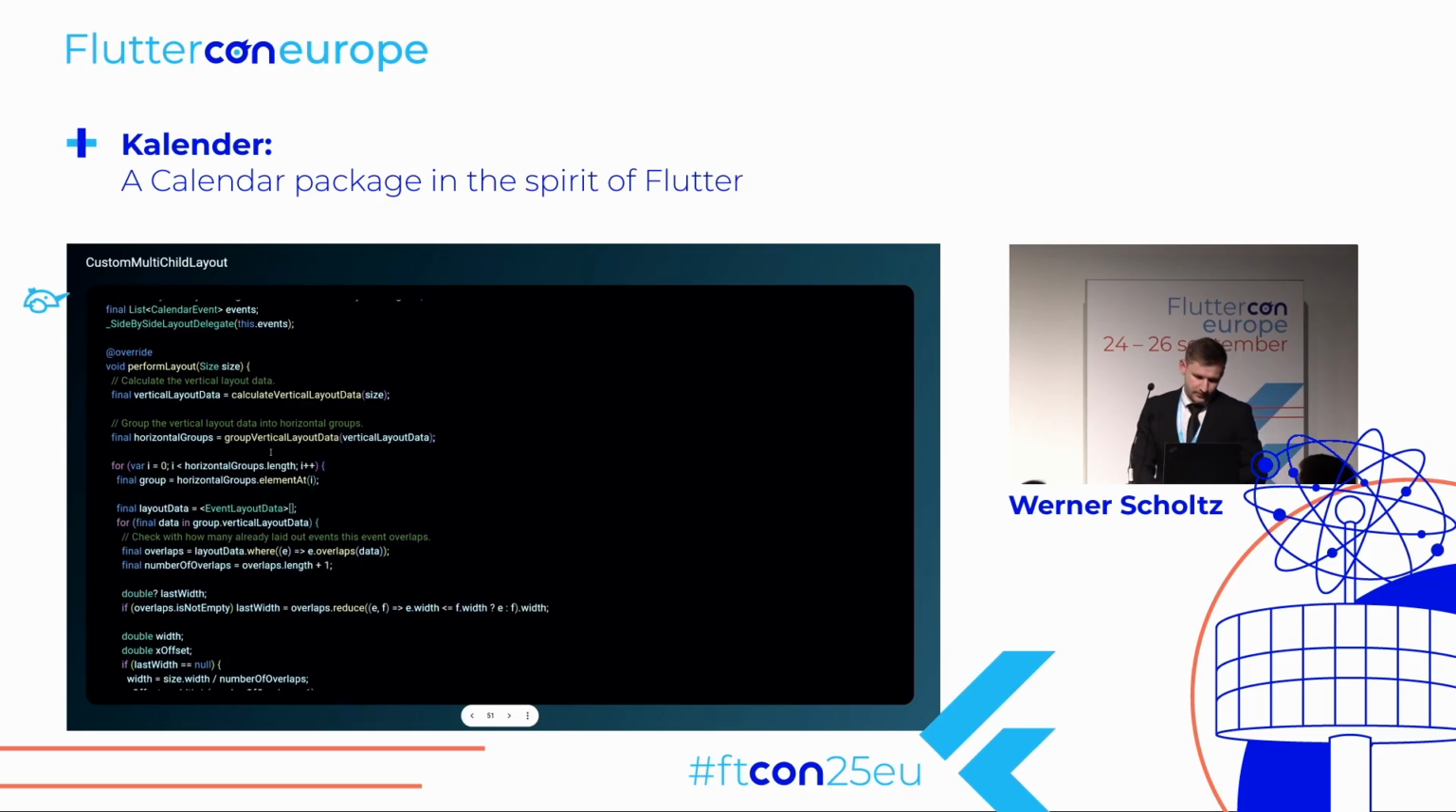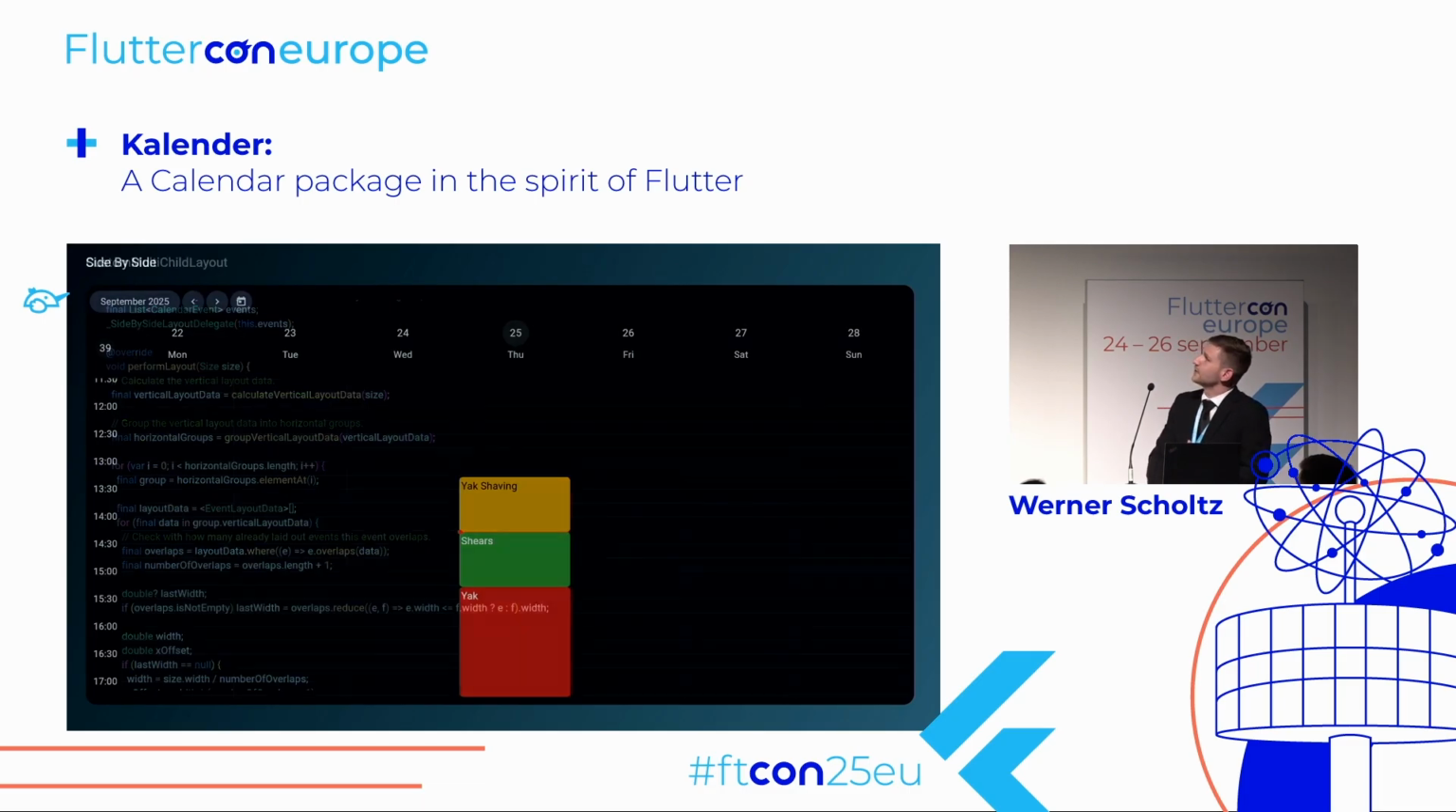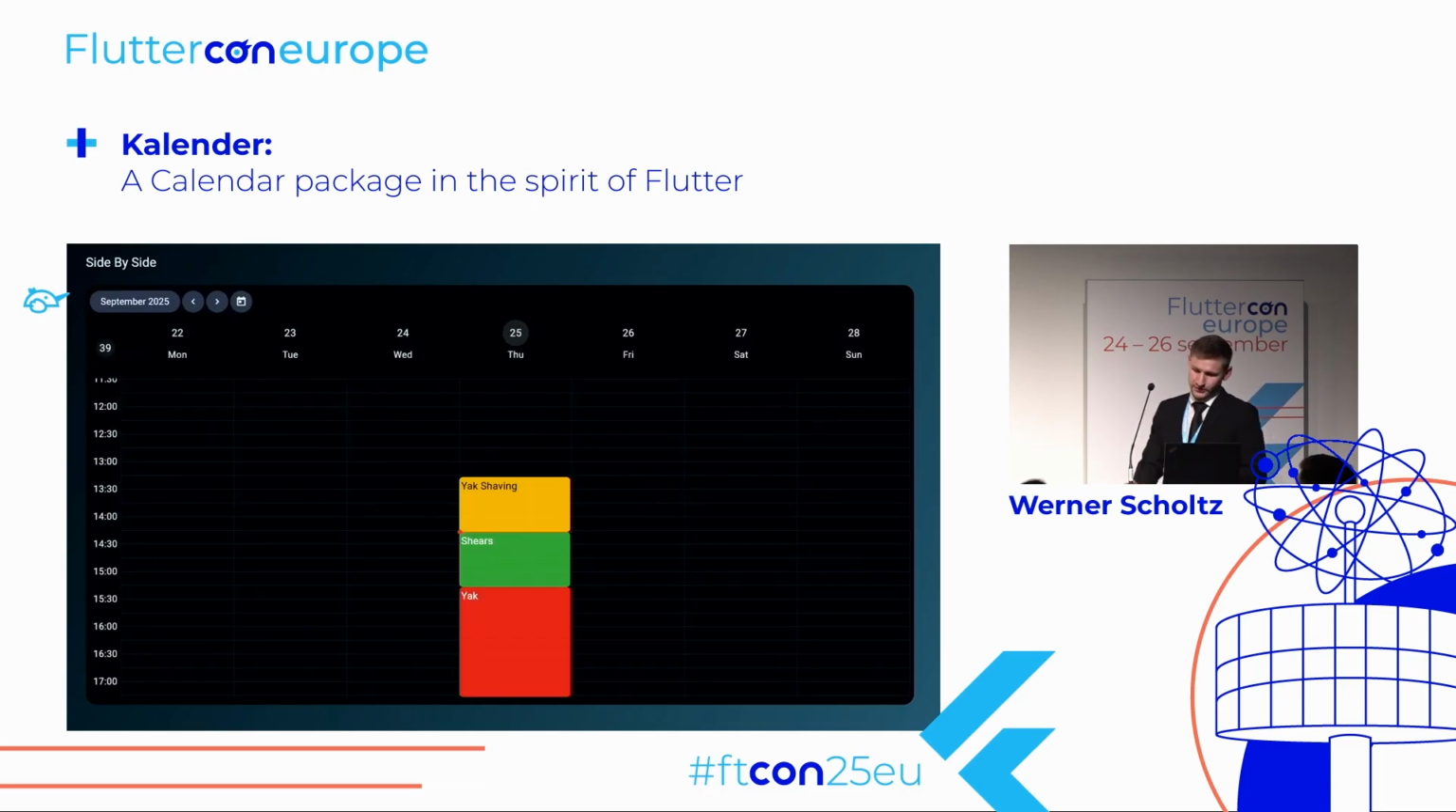Now, I'm not going to go through that algorithm. It would probably take me 30 minutes or an hour. So let's not do that. Let me just show you what it looks like. So here's a side-by-side layout algorithm. If I was to move this event, it would lay out these events next to each other.